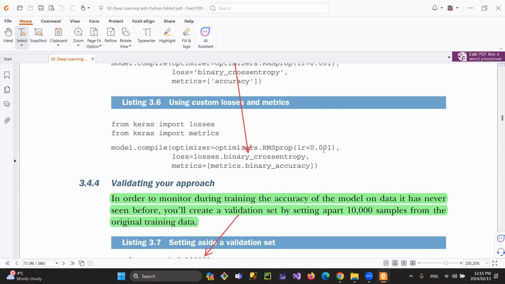Okay, let's read this one. It says that to monitor during the training the accuracy of the model on data it has never seen before, you'll create a validation set by setting apart 10,000 samples from the original training data. What does it mean?